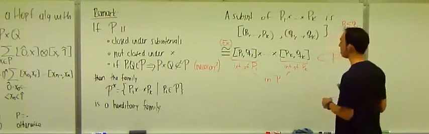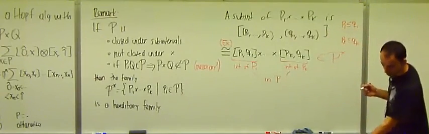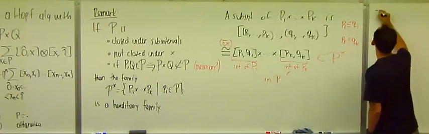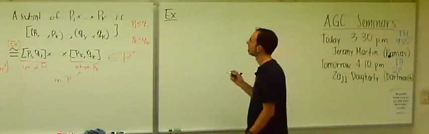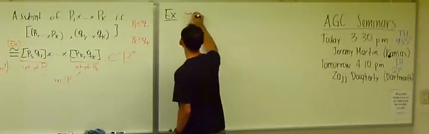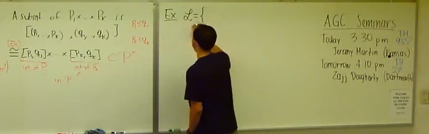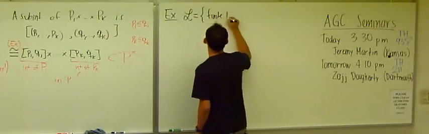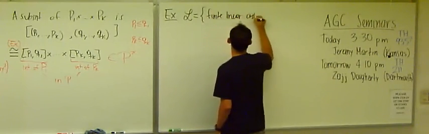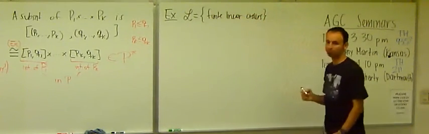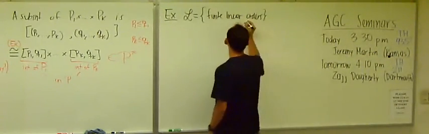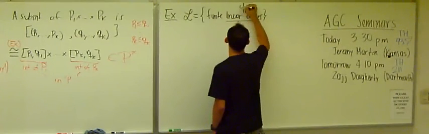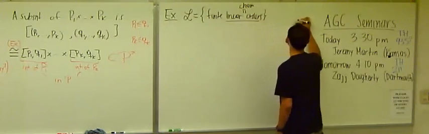Okay. So let's do an example. Let's think of a simple family of posets that is closed under subintervals, but not under products. I think that the simplest one I can think of is the family of finite linear orders. Or if you prefer, finite chains. A linear order is the same thing as a chain. In other words, there are the posets that look like this.